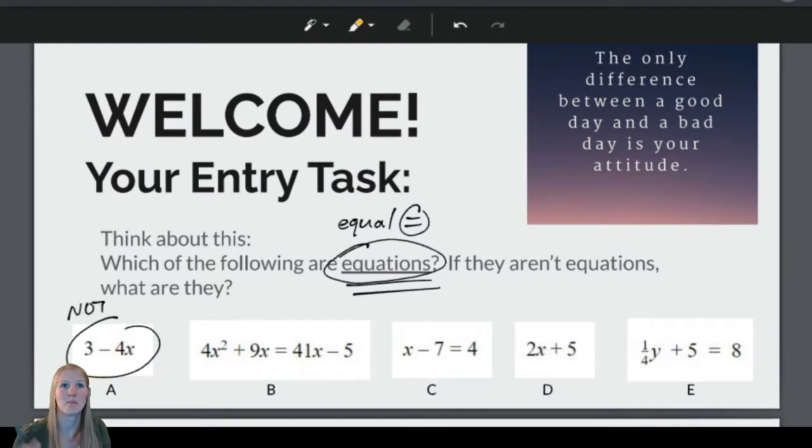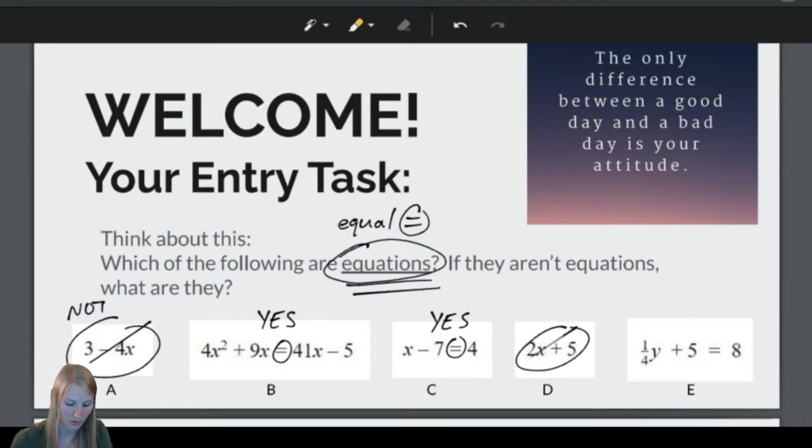I have 3 minus 4x. That's it. So that is not an equation. Here, look at that. I have an equal sign. So yes, this is an equation. Equal sign. Yes, it is an equation. And here, no equal sign. So this is not an equation. And here, another equal sign. So yes, this is an equation.